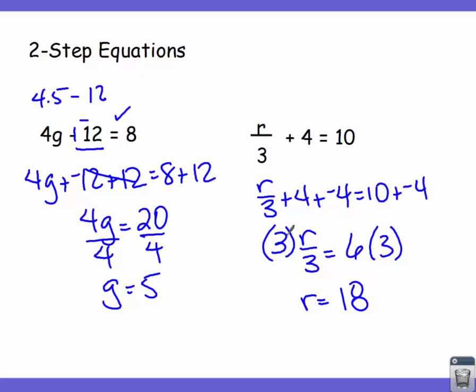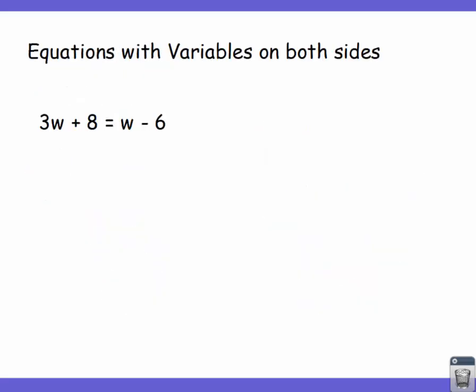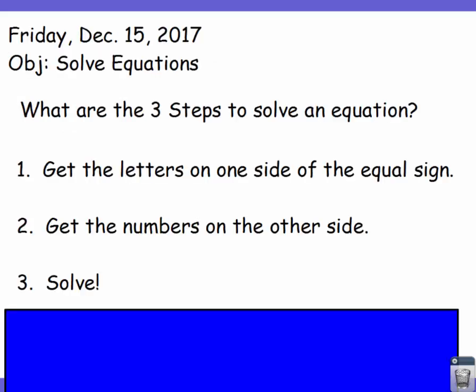So now let's bump it up. Okay, so this is with variables on both sides. So this is where we go back to these steps that we talked about at the very beginning of the video. Get the letters on one side of the equal sign, get the numbers on the other side. We do both of those by adding the opposite, and then we solve.